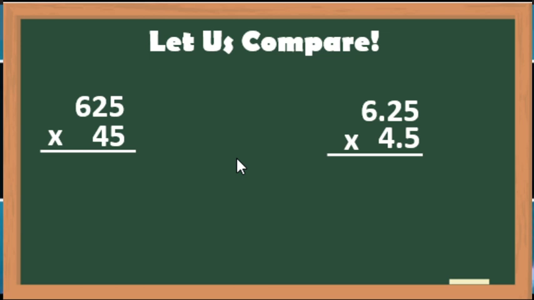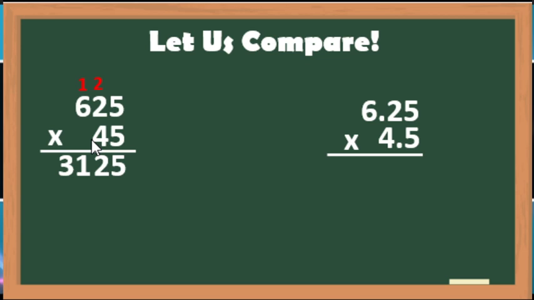Now, since you already know how to multiply whole numbers, let us multiply 625 times 45. Starting from digit 5, we need to multiply the digit 5 to every digit in 625. Let us have 5 times 5 is 25, carry 2. 5 times 2 is 10, plus 2 is 12, carry 1. 5 times 6 is 30, plus 1 is 31. So we're through with digit 5.